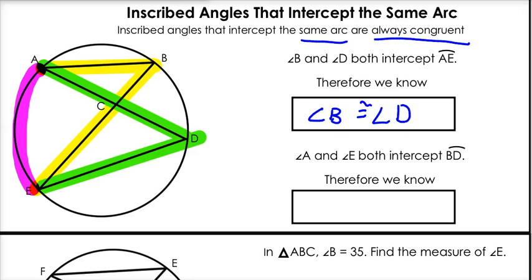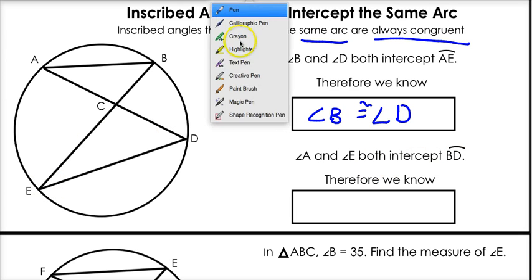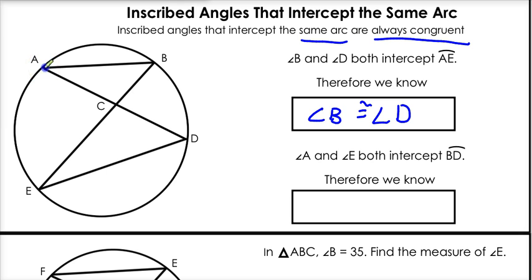But there's also more angles that intercept the same arc. So I'm just going to erase this. Okay, let's start this over. I know angle A and angle E both intercept arc BD. Now once again, let's take out the highlighter. Angle A is right here, and that's made of this line and this line. So this is our arc BD that it intercepts.